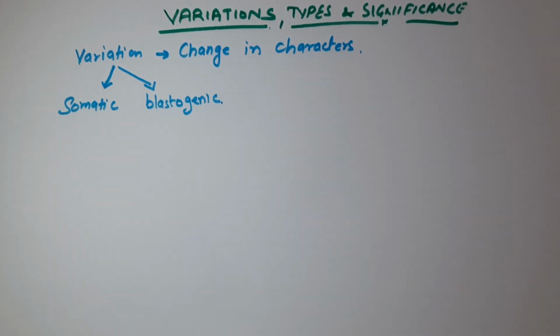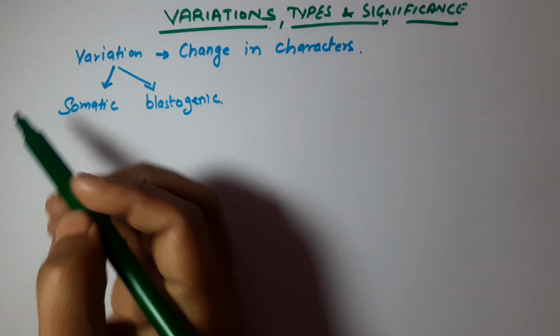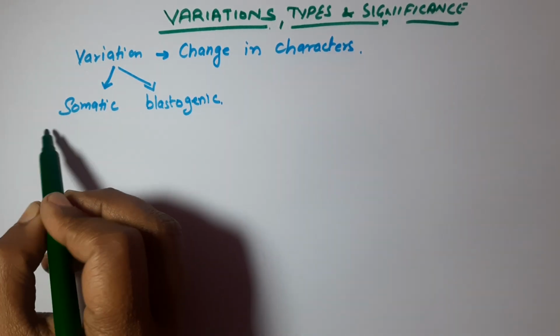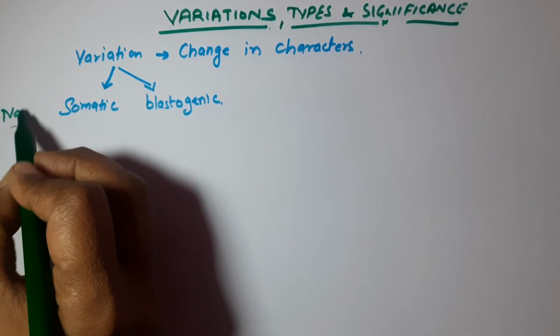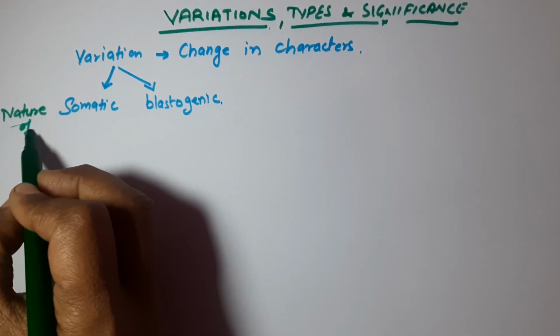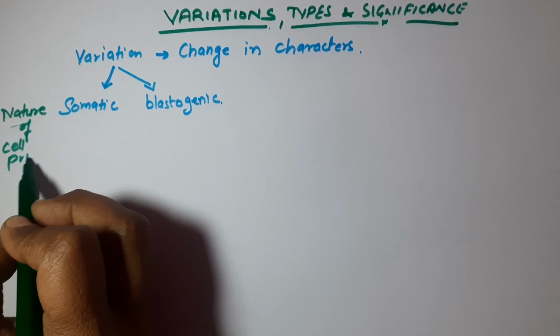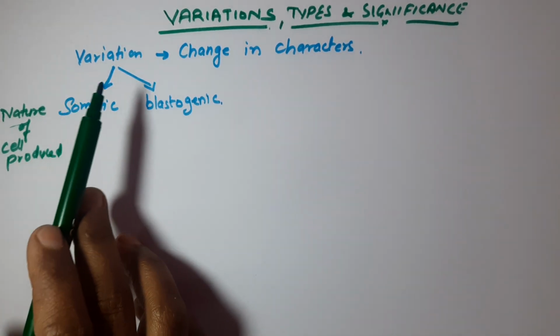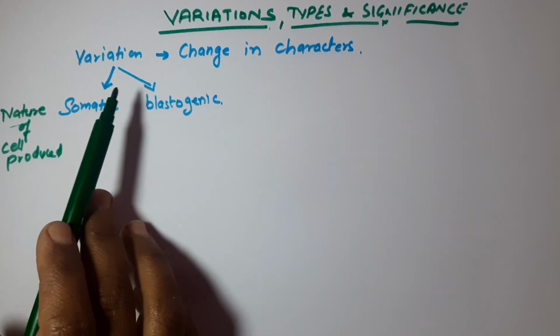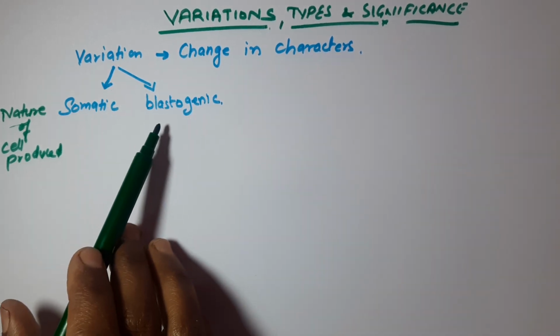Now this classification is due to the nature of the cell that produced the variation. So based on the nature of the cell produced, variations are classified into two: somatic variations and blastogenic variations.